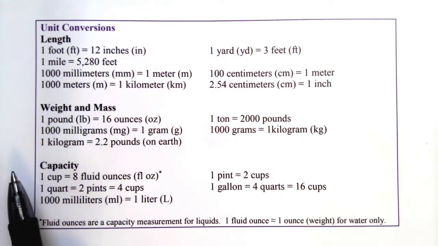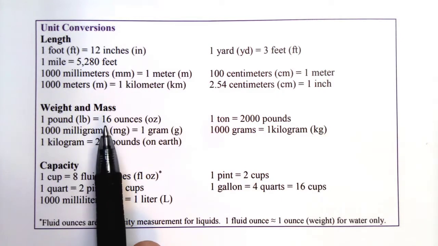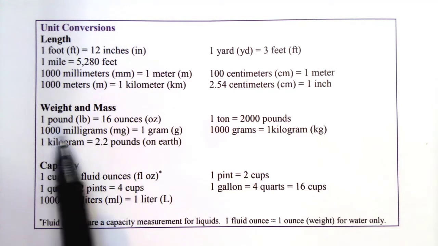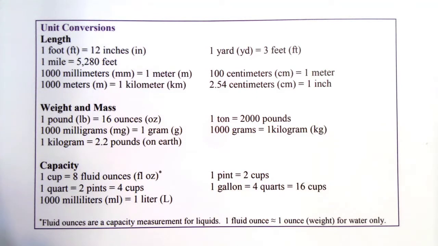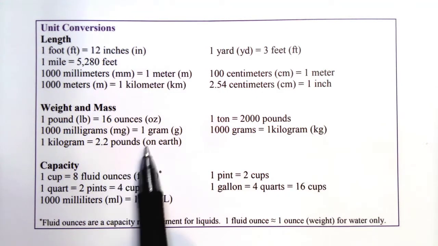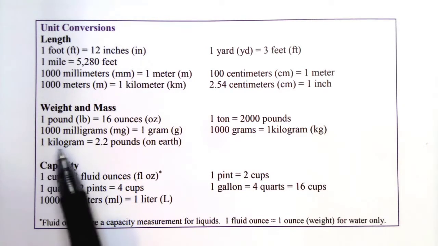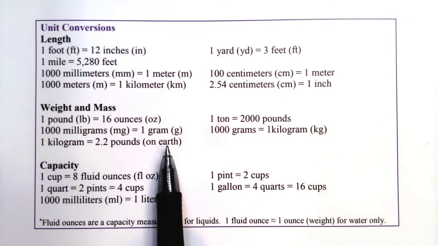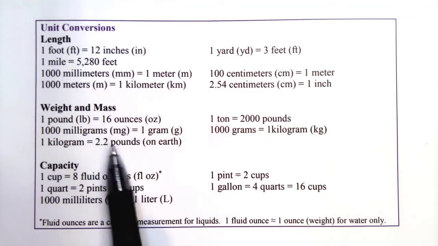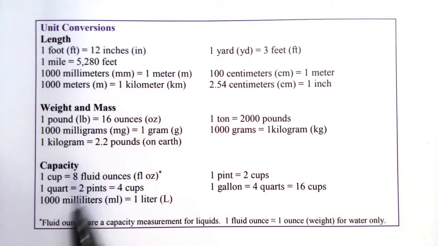We also have weight and mass. 1 pound is the same as 16 ounces. 1,000 milligrams is the same as 1 gram. A kilogram is the same as 2.2 pounds. That is on Earth, because pounds is a measure of force due to gravity, and kilograms is a measurement of mass. So kilogram does not depend on gravity, pounds does. Depending on what planet you're on, the weight of something can change, but its mass will always stay the same. But anyway, that's for another class. Capacity: you can convert cups to ounces, quarts to pints, pints to cups, milliliters to liters, etc. We'll be using these to answer some questions.